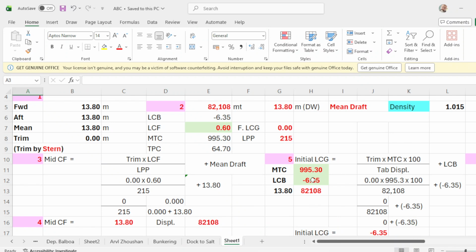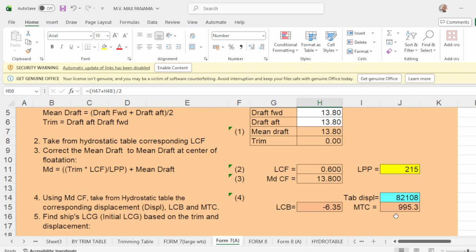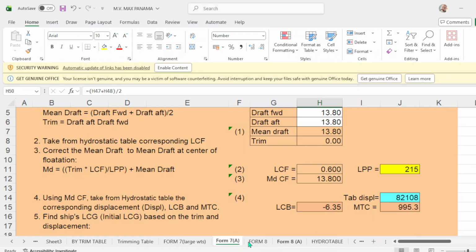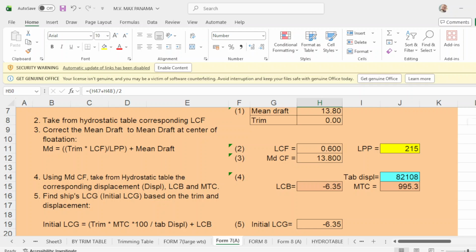MTC is 99530, and LCB is negative 635. Okay, that will be in number 4. Then number 5. So you go to number 5 now. Number 5 will be you'll be looking for the initial LCG, which is 6.35.